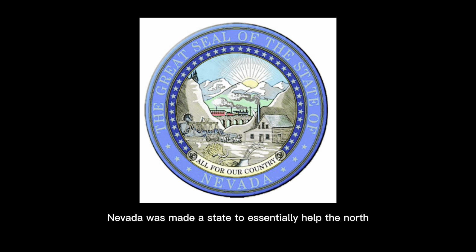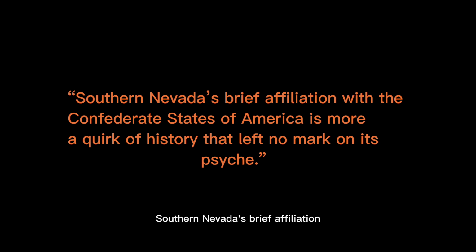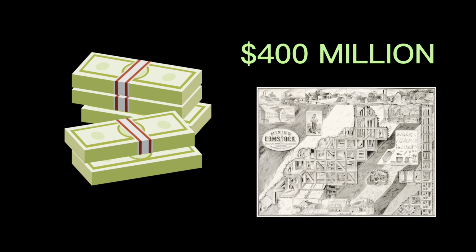Nevada was made a state to essentially help the North, but in Nevada's early statehood, the southern part of Nevada was claimed by the Confederacy. But the South never sent any troops, and the whole state soon aided the North's war efforts. According to Henry Breen from the Las Vegas Review-Journal, Southern Nevada's brief affiliation with the Confederate States of America is more of a quirk of history that left no mark on its psyche. But Nevada's main contribution to the Civil War was $400 million in silver ore from the Comstock lode to the north.